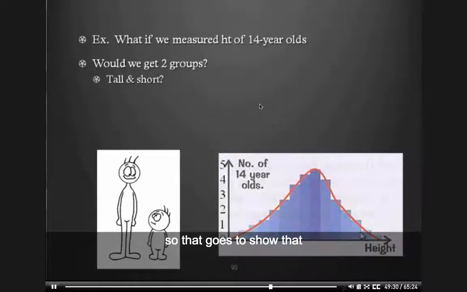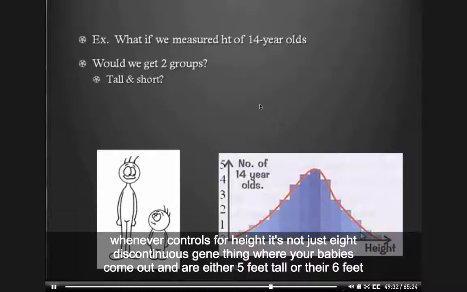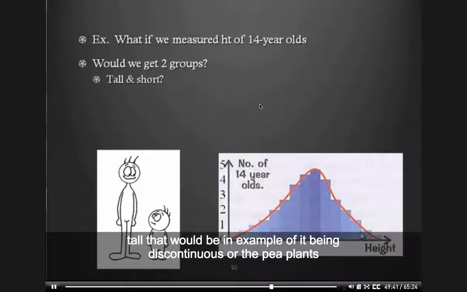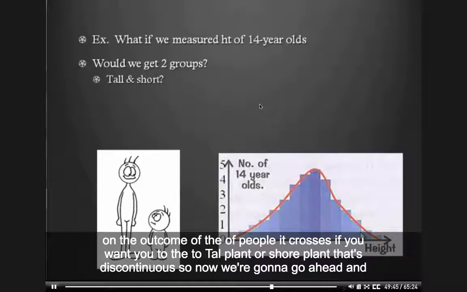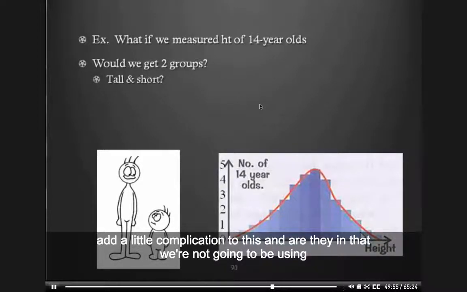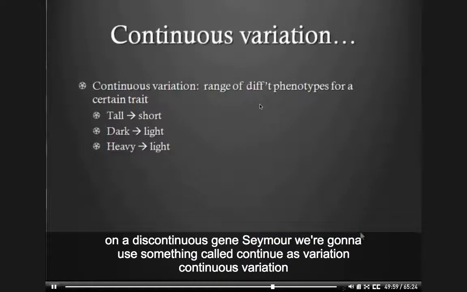So that goes to show that whatever controls for height, it's not just a discontinuous gene thing where your babies come out and they're either 5 feet tall or they're 6 feet tall. That would be an example of it being discontinuous. Or in the pea plants, the outcome of the pea plant crosses is you either got a tall plant or a short plant. That's discontinuous. So now we're going to go ahead and add a little complication to this in that we're not going to be using discontinuous genes anymore.